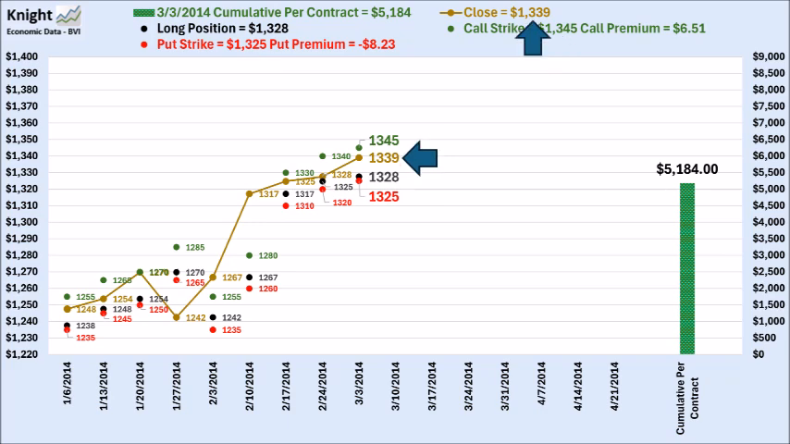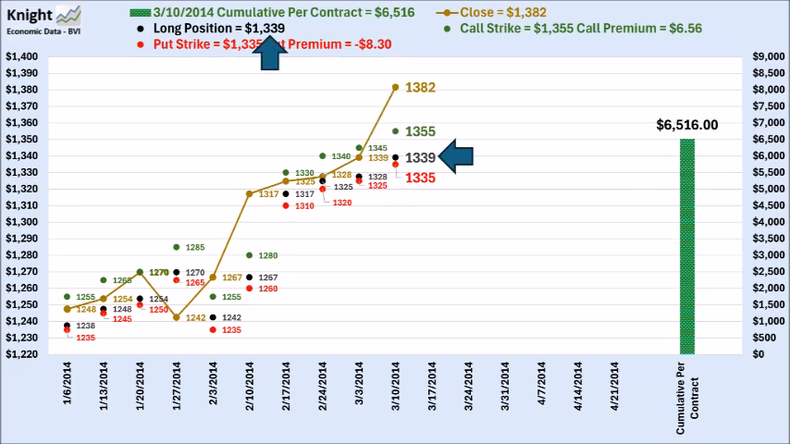At expiration, the market settled at $13.39. Neither the $13.45 call nor the 13.25 put were exercised, netting us $901 on the week, bringing the cumulative net profit per unit up to $5,184. We're coming into the next week long at 13.39. We lay down our 1-week collar.